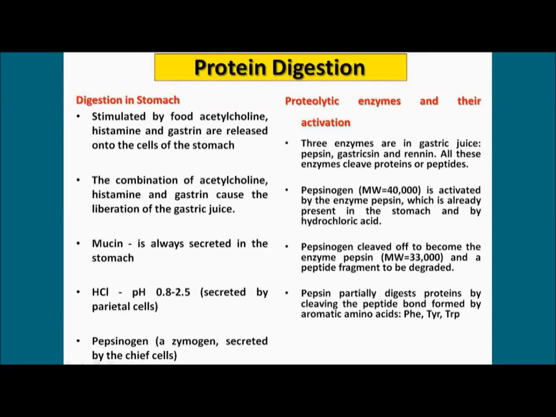Now this pepsin partially digests the proteins by cleaving the peptide bonds formed by the aromatic amino acids: phenylalanine, tryptophan, and tyrosine. So phenylalanine, tyrosine, and tryptophan, these three are aromatic amino acids, right? So this pepsin is going to digest the protein by cleaving the peptide bond formed by the aromatic amino acids. These three are the aromatic amino acids in your body, right?